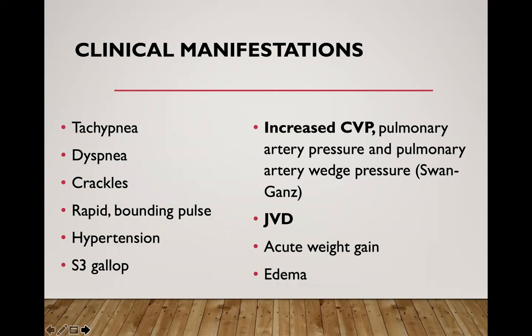So patients may present with tachypnea or increase in respiratory rate, difficulty of breathing or dyspnea, crackles, rapid bounding pulses, hypertension, an S3 gallop on auscultation, probably an increase in central venous pressure, which is measured by the Swan-Ganz catheter. There will also be jugular vein distension or neck vein engorgement. There would be weight gain as well as edema.